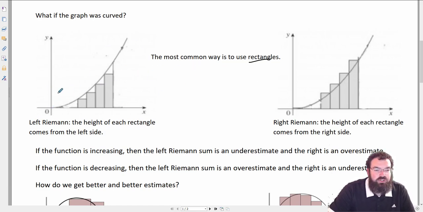So this is an increasing function, right? It's going up. So we can use a left Riemann sum, which means the height of each rectangle comes from the left side.